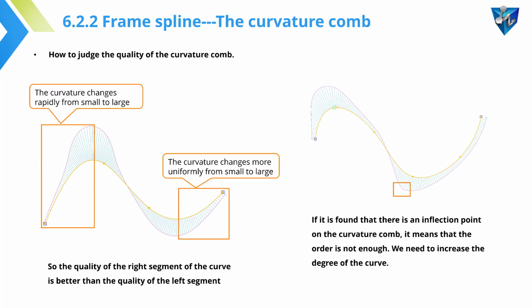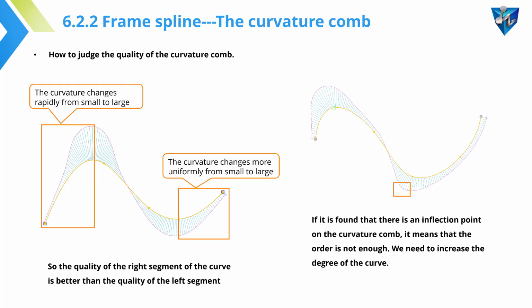Next is the curvature comb. I mentioned it in the basic module. Now I will show you how to adjust the quality of the curve. You can see this curve. In the left segment of this curve, the curvature changes rapidly from small to large. In the right segment of this curve, the curvature changes more uniformly from small to large. So the quality of the right segment of the curve is better than the left segment.